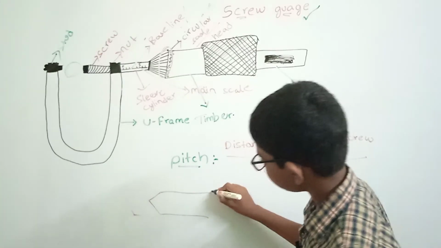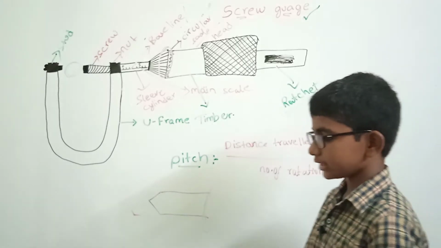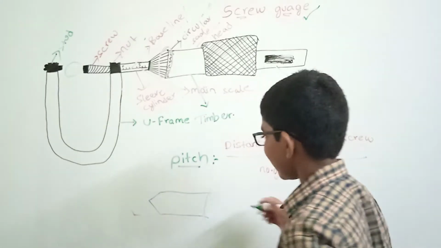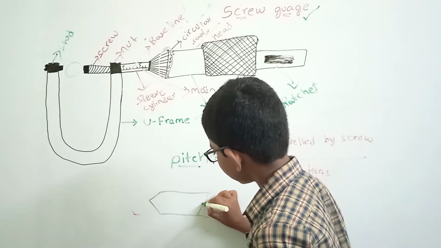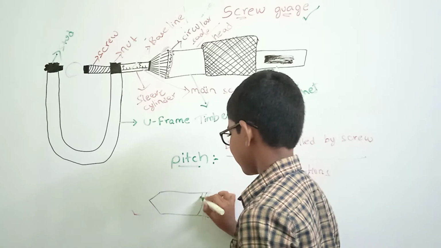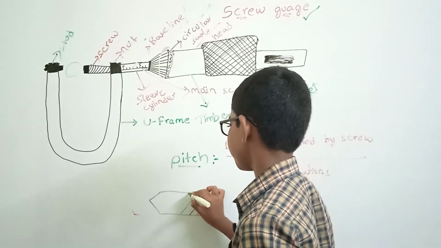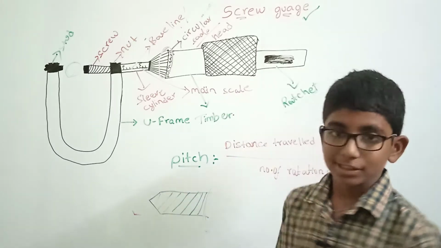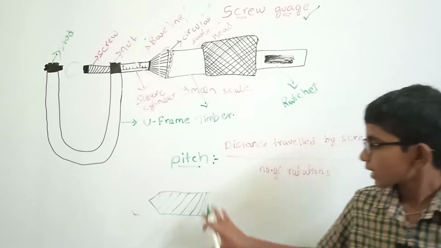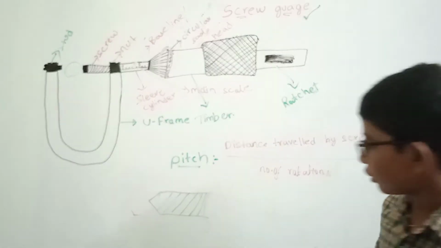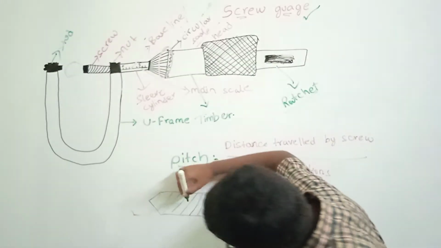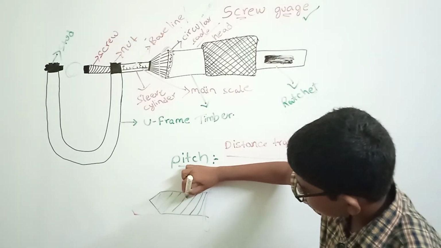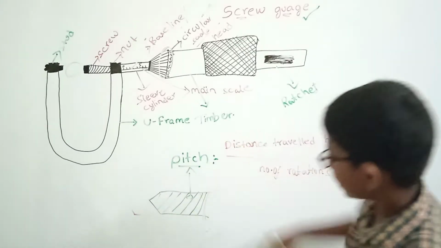Okay, this is a nut. It has some thread-like structures like this. Okay, these are the thread-like structures. The distance between two successive thread-like structures is known as the pitch. That means the distance between these two threads is the pitch.